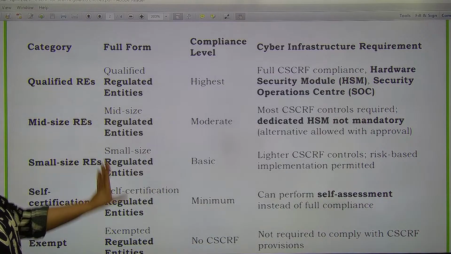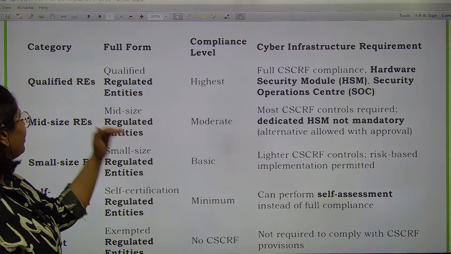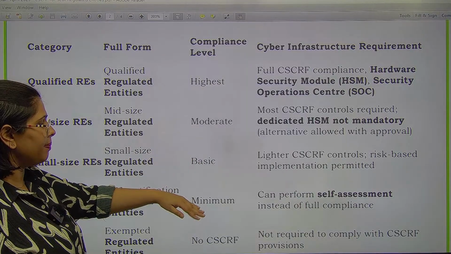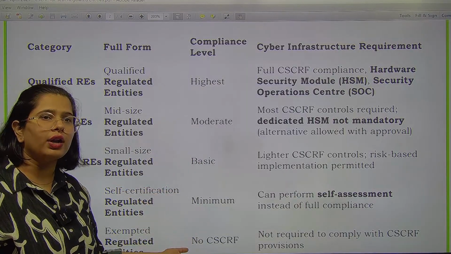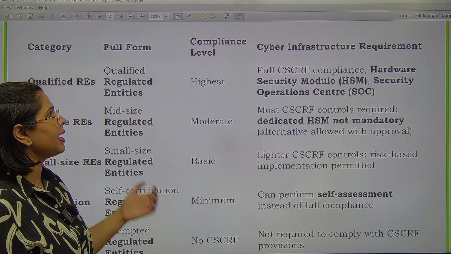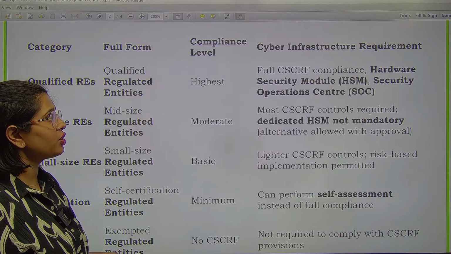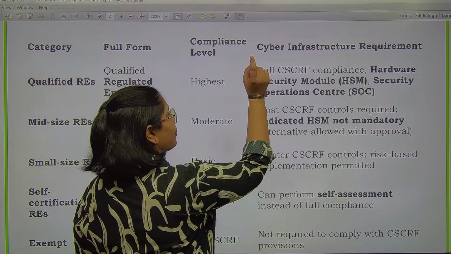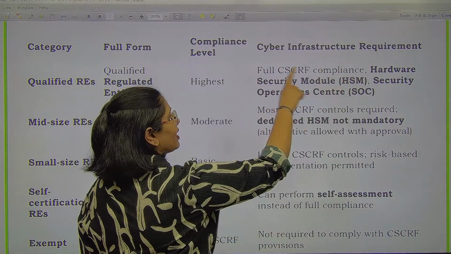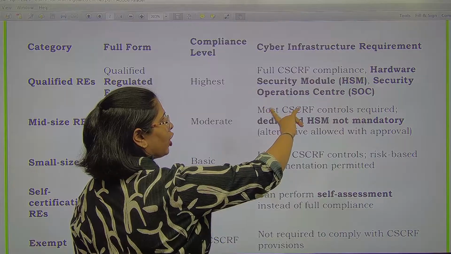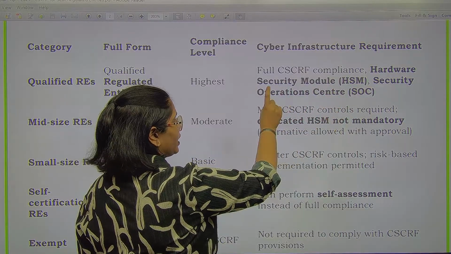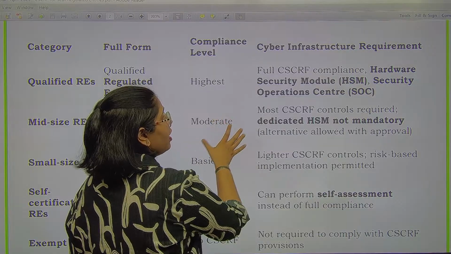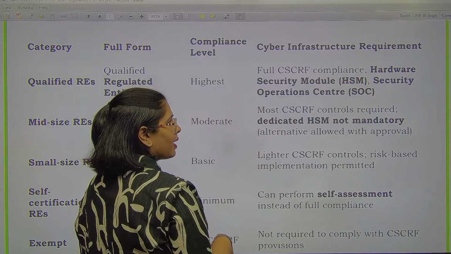Now, full forms are given. Compliance level for qualified regulated entities is going to be highest, then moderate, basic, minimum, and no requirement, that is totally exempt. Now what is the infrastructure requirement? So if you are a qualified regulated entity, you have to comply with the guidelines. Hardware security module should be there. Security operations center would be there. What is security operations center? I'll tell you. Over here, most guidelines are required.